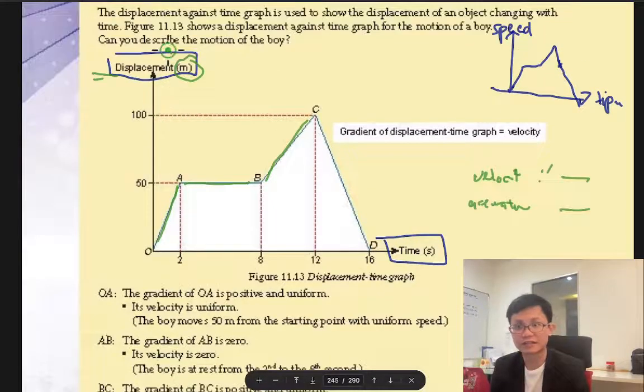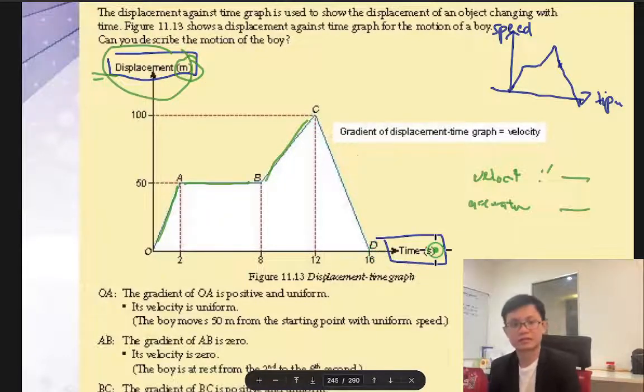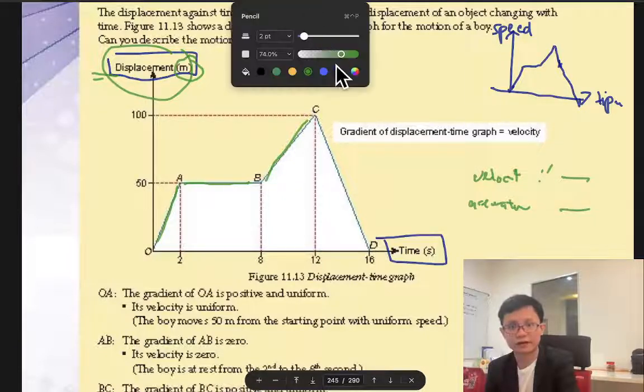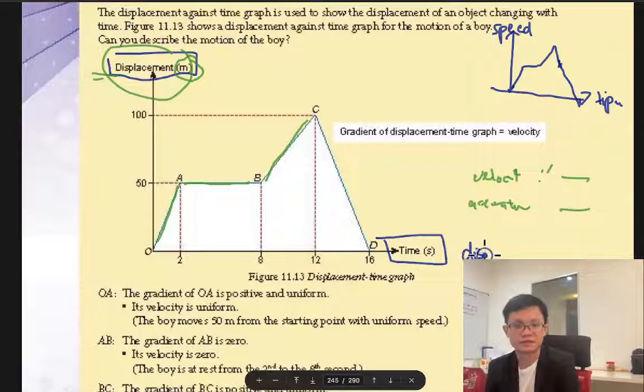Because we are talking about displacement. So the displacement goes 50 meters, then goes back to 0. I'm not sure whether you can understand or not, but hopefully you can. Displacement is 0. How about the distance? Why don't you pause the video and tell me what is the distance that the car has traveled?